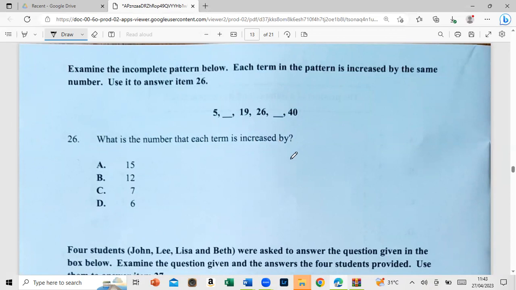Alright, so from 90, let's just focus on this. It has to be 7. Let's focus on the two consecutive ones. So we add 7 here. Let's just check that. This would be 12. This would be 33. So it increased by 7.